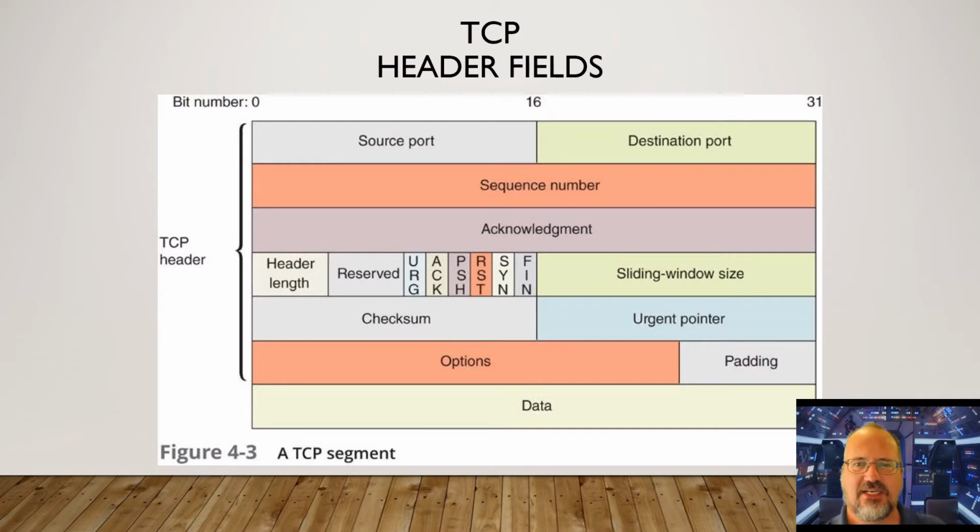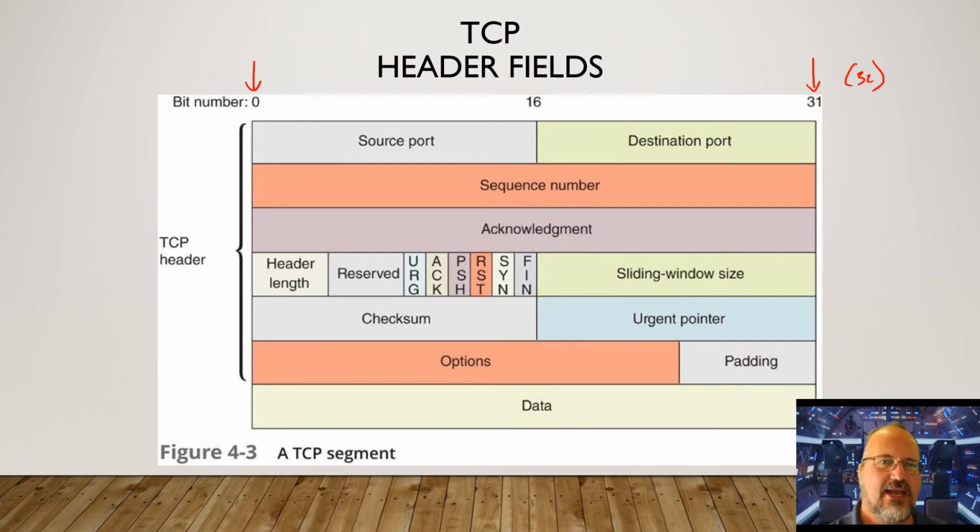So here's an example of a TCP header. These are the bits from 0 all the way up to 31, so 32 bits total. Bit number 0 to bit number 31. And they're broken up so that different pieces of information come at different bits.